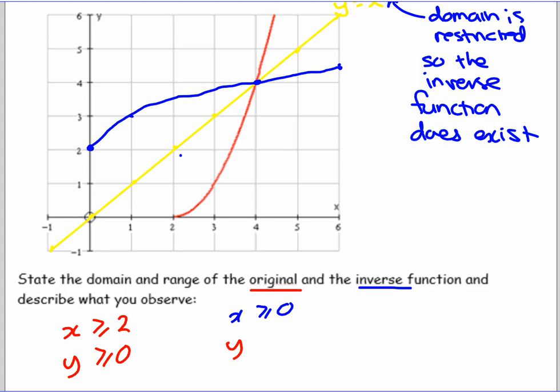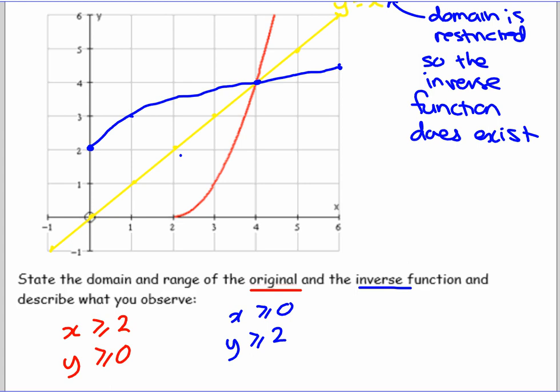So I've done the original, that's why I'm colour coding. I did the original one here, the inverse one here. Y is greater than or equal to 2, as Krista noted. And so describe what you observe about them, the two. What could you conclude about the relationship between them? Yeah, they're kind of reflected, or opposites.